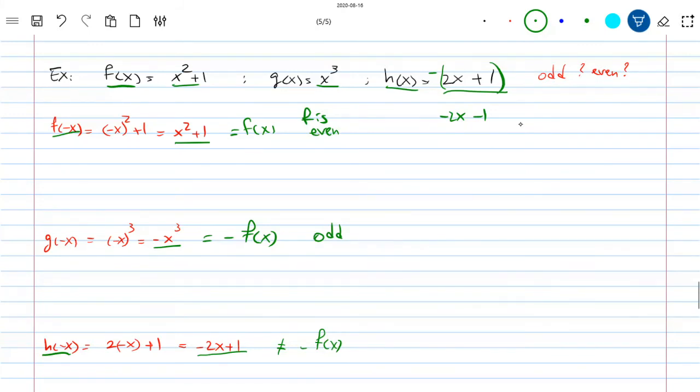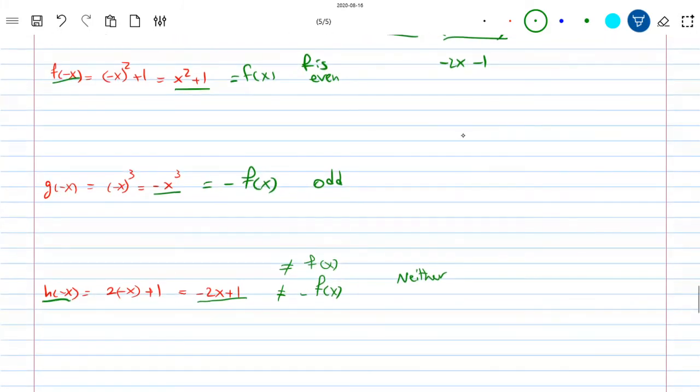This is not equal to that. So therefore, this is not equal to the negative h of x either. It's not equal to h of x either. This doesn't happen. So if it doesn't equal either one, then you can say this is a neither case. This is neither odd nor even.